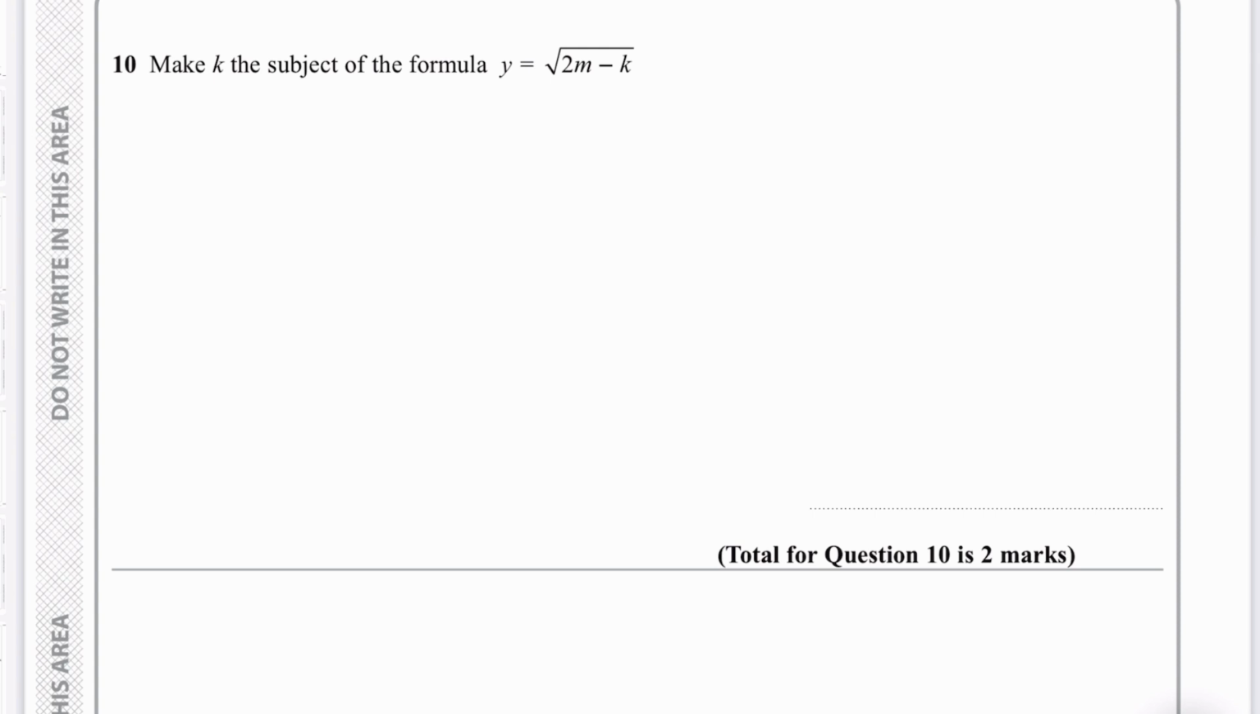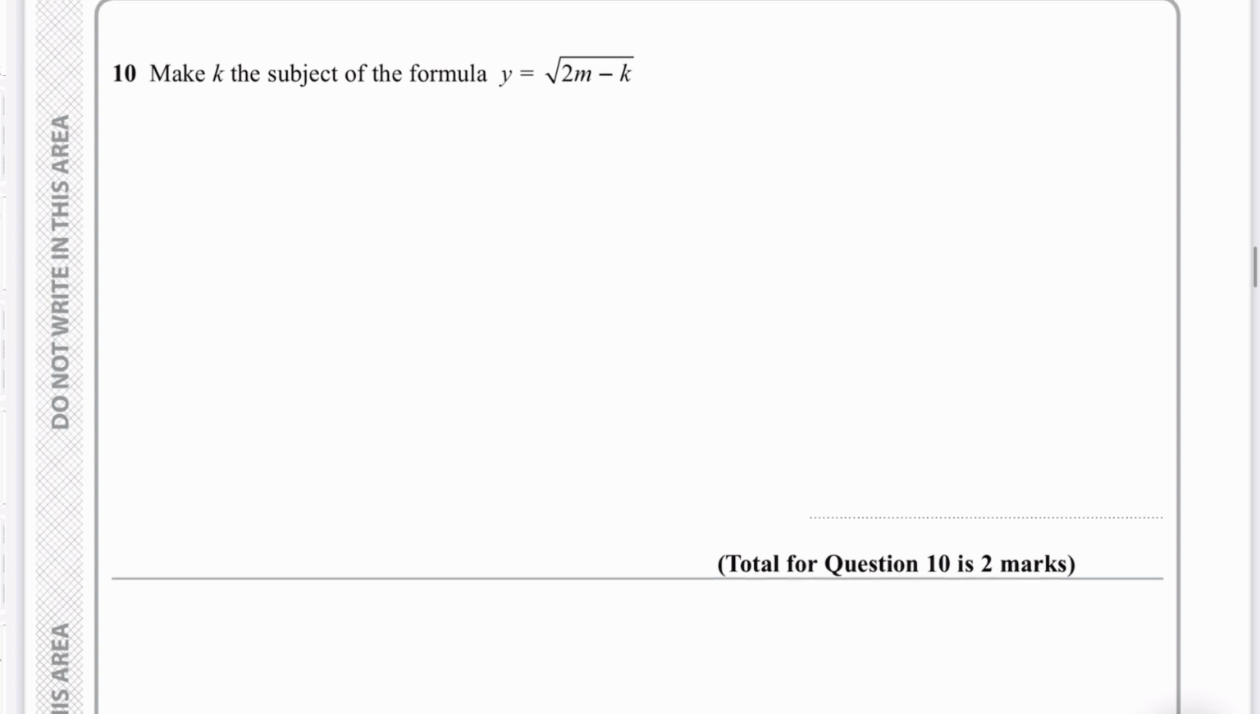Okay, question number 10, we're being asked to make k the subject of the formula. The big problem I've got there is I've got a square root sign. So what I'm going to do is square both sides. That's going to give me y squared equals 2m minus k. Now the next thing I've got is a negative value of k, which I don't really want. So I'm actually going to take this over to the left-hand side by adding k to both sides.